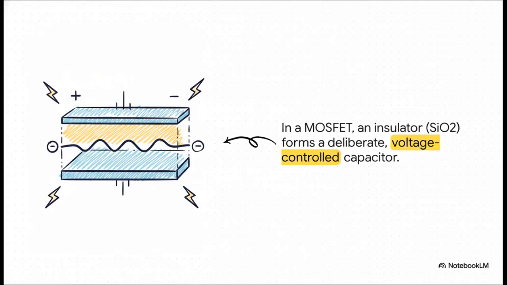So check out the MOSFET. This is the kind of transistor in pretty much every modern CPU. Here, engineers did something just brilliant. They intentionally stuck a super thin, high-quality insulator, silicon dioxide, right in the middle of the device. They didn't try to get rid of the capacitor. They leaned in and actually perfected it. They turned the bug into a core feature of the design.